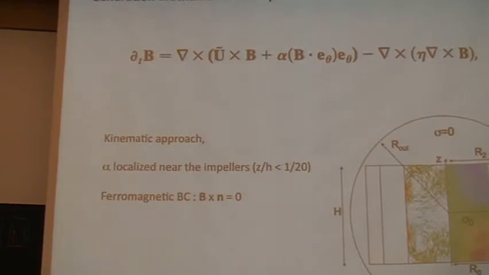All right. Now, the first attempt at explaining this comes from a work done by Laguerre and collaborators, being Caroline Nore, Jacques Léorat, Franck Plunian. What they did is try to model what's going on. So you invoke an alpha in the induction equation. You take for the velocity that is measured for this flow in a water experiment, and you implement a kinematic calculation with an alpha. So the view of Caroline and collaborators was that alpha had to be localized near the impellers, so they located two bands where that alpha is active near the impellers.